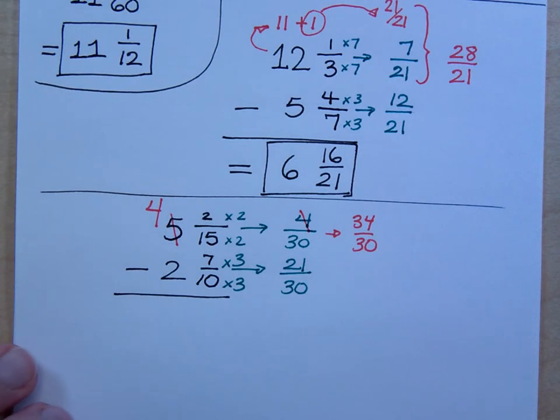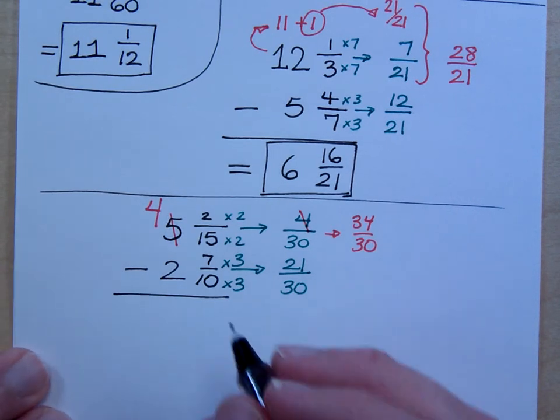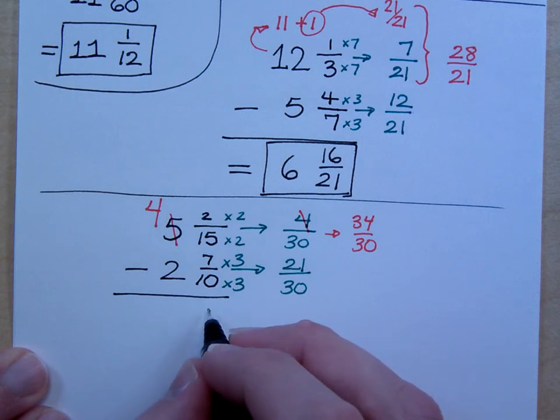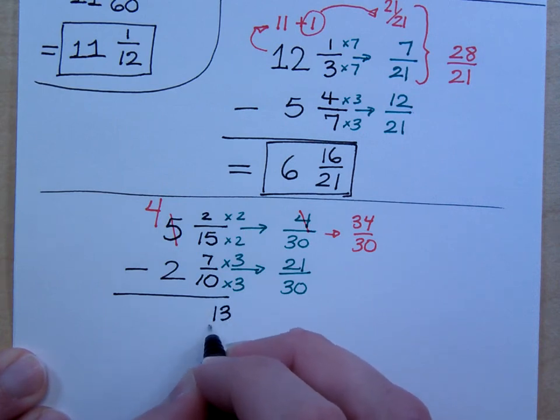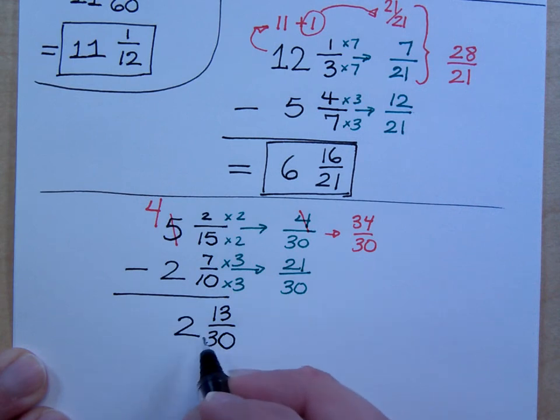So now when I do this, what do I have for the fraction part? 13/30ths, and what about for the whole number? 2.